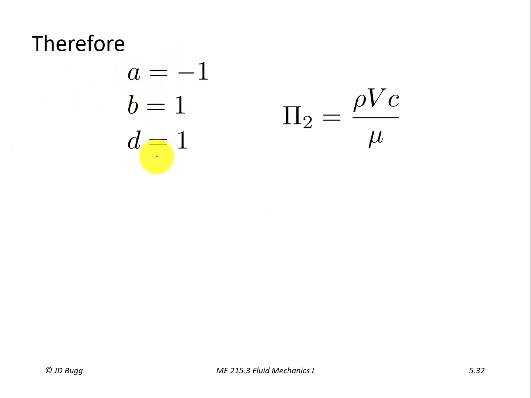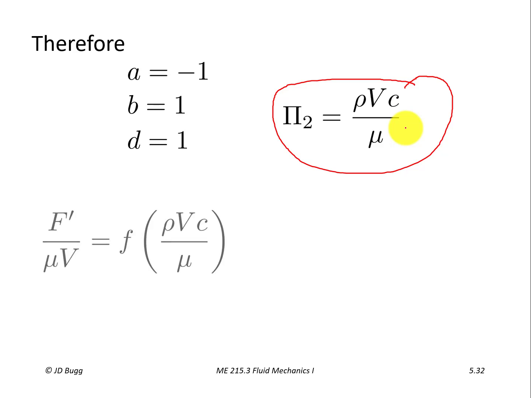And when we use those exponents to form a pi group, we get rho v c over mu. So notice this is the Reynolds number. There's not going to be any need to invert it. In this case, the Reynolds number has come out of this directly. So our final form of our dimensionless function for this particular choice of repeating variables is f prime over mu v is equal to some function of Reynolds number. So this is an alternative.